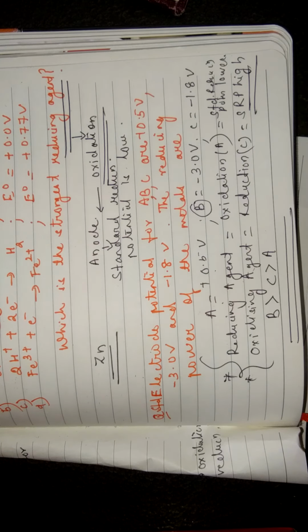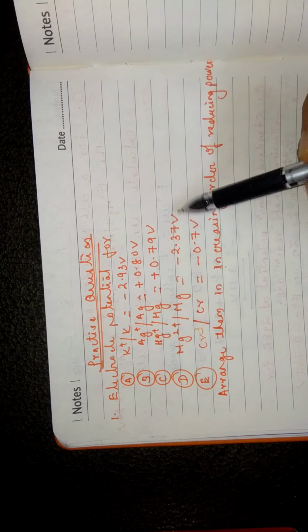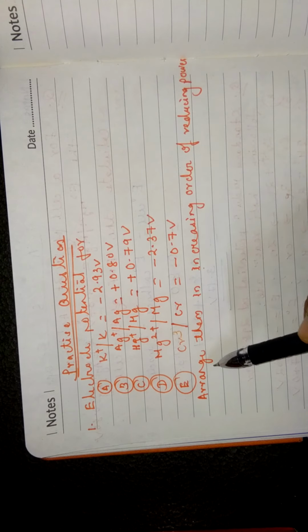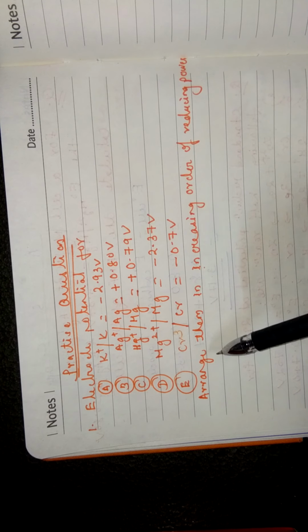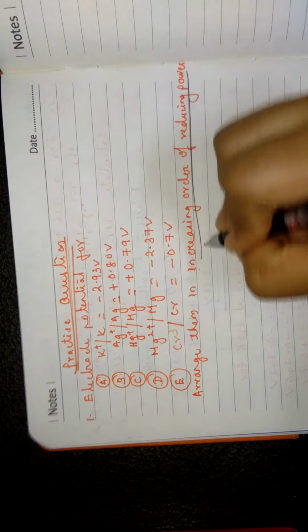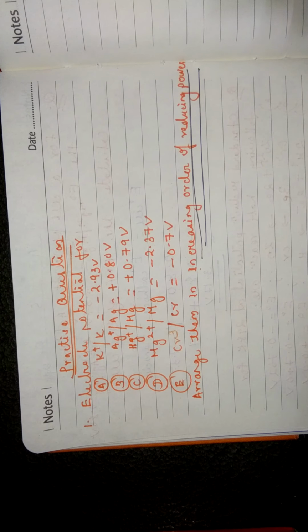The electrode potentials for certain metals are given: potassium minus 2.93, silver 0.80, Hg 0.79, Mg minus 2.37, chromium minus 0.7 volt. Arrange them in the increasing order of reducing power. We have already discussed it in our previous question, so you try to solve this. You have to arrange them in the increasing order of reducing power.